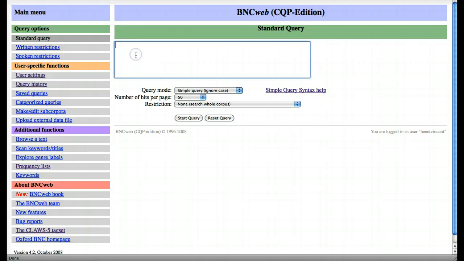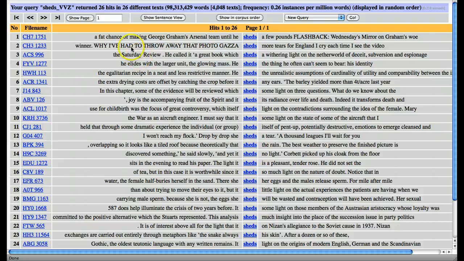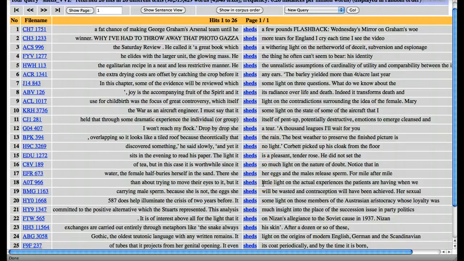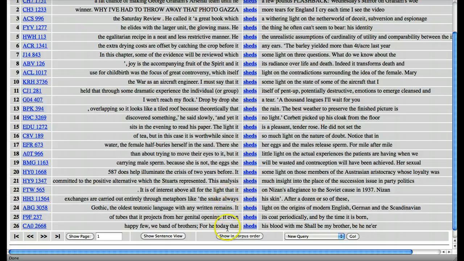The third search we had was for sheds as a verb. So bearing in mind we need to know which form of the verb it is. In this case it's VVZ, so lexical verb with an S ending, third person singular. Let's have a look. Oh, there's only 26 hits of this. Shed tears, pounds, light, that kind of thing. All seem to be pretty accurate. Yes, indeed.